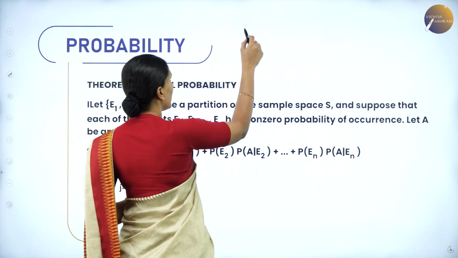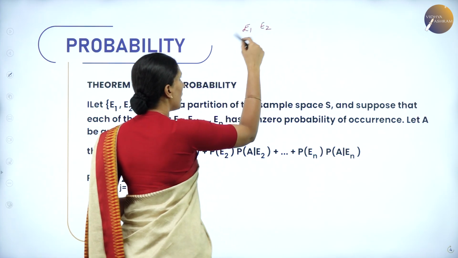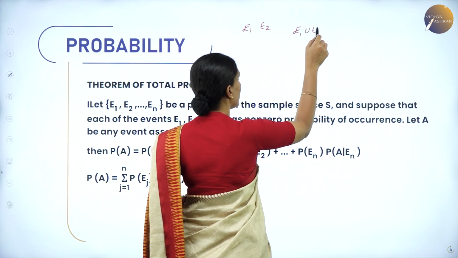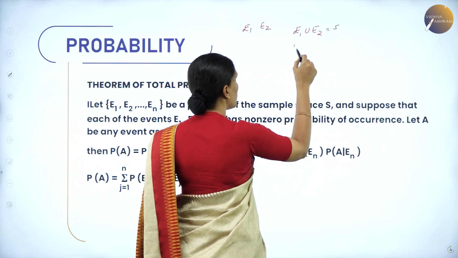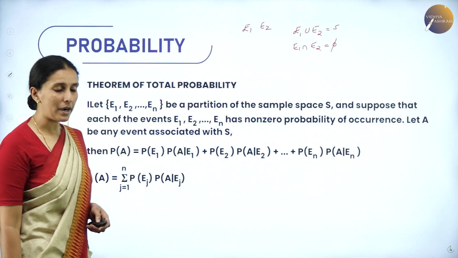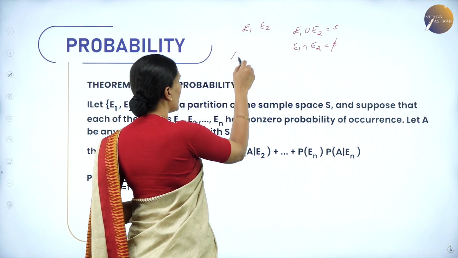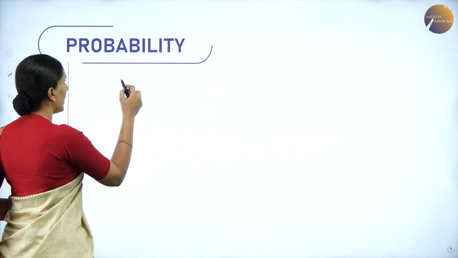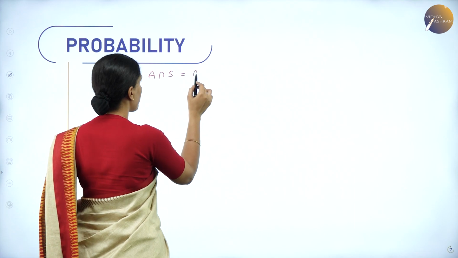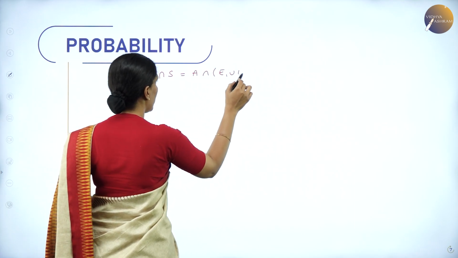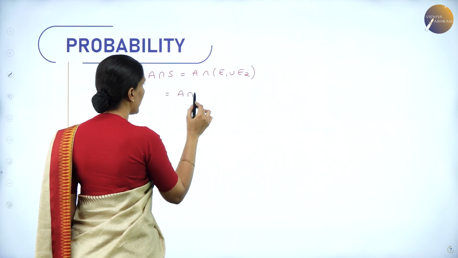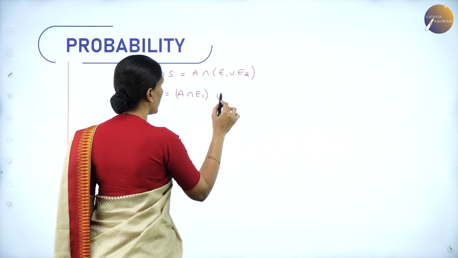Now let us consider E1 and E2. They are the events in the partition of a sample space. Then clearly E1 union E2 is equal to S and also E1 intersection E2 will be equal to empty because they represent the partition of a sample space. Let A be any event in the sample space. Then A can be written as A intersection S. We know that S can be written as E1 union E2. So using the distributive property, we can write this as A intersection E1 union A intersection E2.